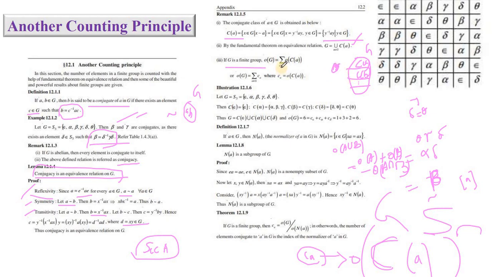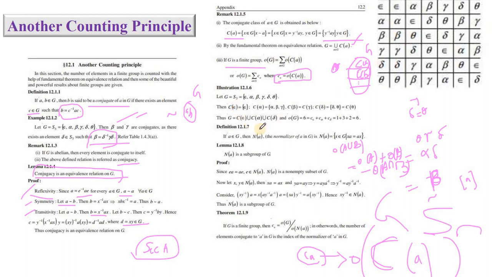So that is why here we have the order of G to be the order of C of A plus order of C of B plus order of C of C, and so on. So that is why we have this summation where A ranges over capital G. And this is the notation that we use: the number of elements is denoted as small c suffix a. This is capital C of A, this is small c suffix a, and we have this.